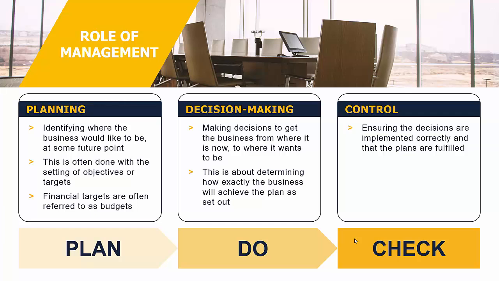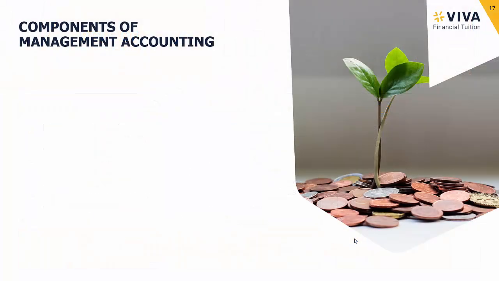Now, a nice way we can summarize these key management roles is that they fall under this plan, do, check. So management looks forward, they make decisions, i.e. they do things to help us achieve our objectives, and then of course they're always checking, monitoring business performance to ensure that we're on target to achieve our goals, objectives, and so on.